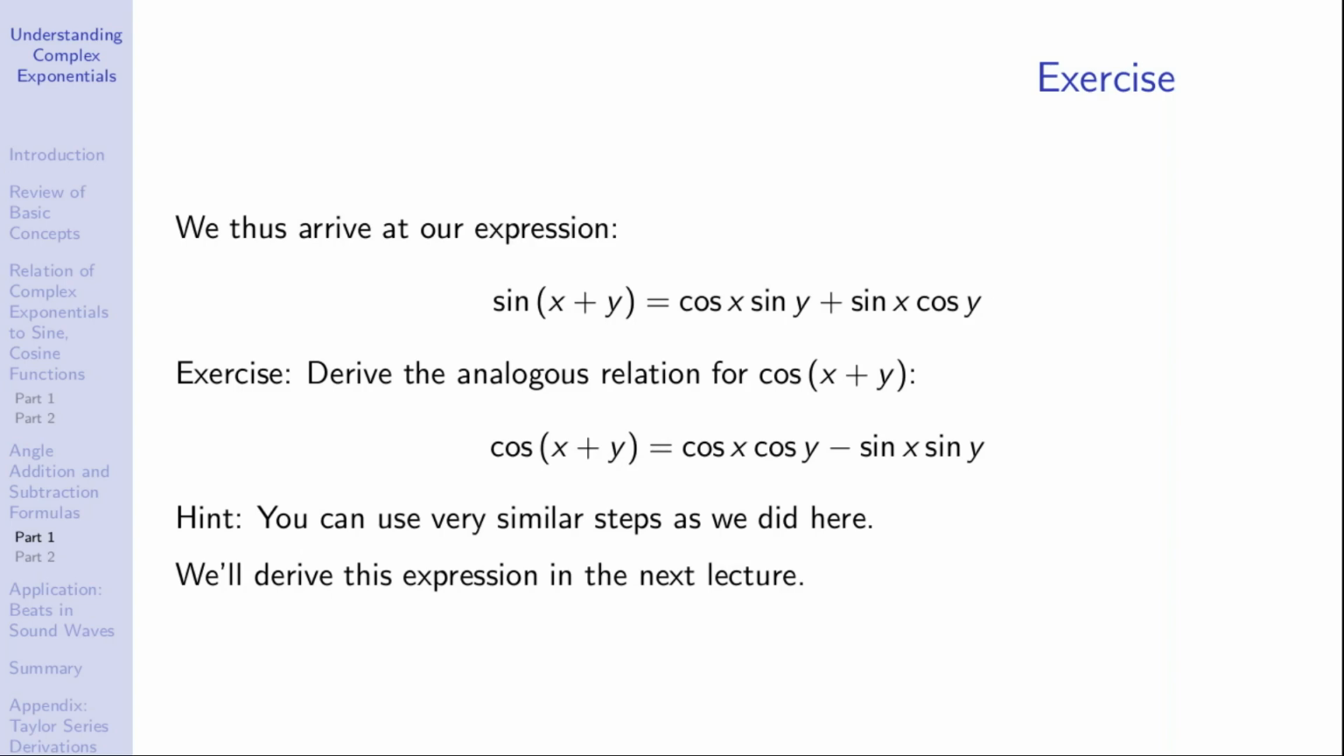Now we're going to leave as an exercise to derive the analogous relation for cosine of x plus y. So the answer is that cosine of x plus y is equal to cosine x cosine y minus sine x sine y. And we'll give you the hint that you can use very similar steps as we used here. We'll derive this expression in the next lecture.